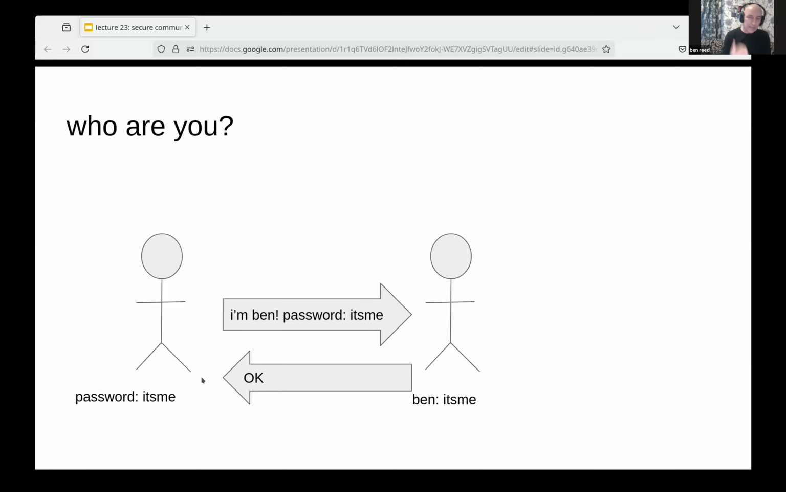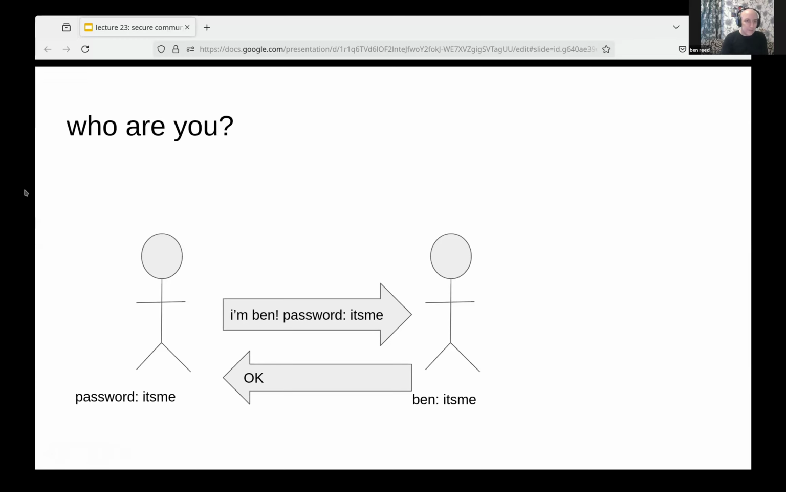Now, when I come up to the person in the park, I say, hi, I'm Ben, and my password is it's me, right? And then the person in the park would say, oh, you said the right password? You must be Ben. And the person in the park believes. Okay, so this is kind of normal, this use of passwords. This is kind of what we do on the internet. But this has some problems.